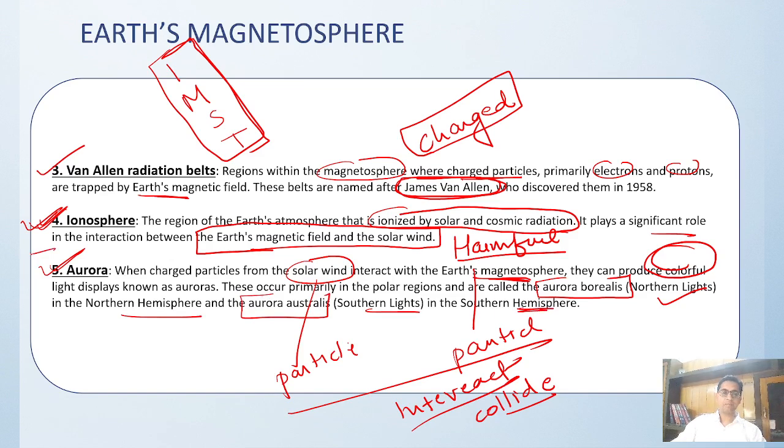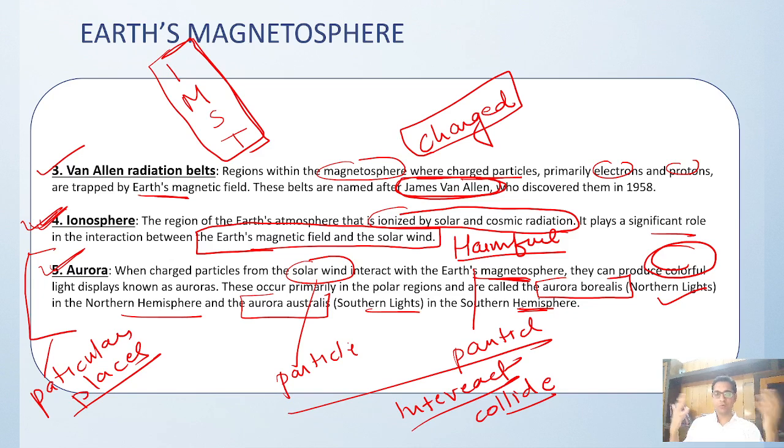So at particular places only you can see this. I think in Norway, Sweden, you can go and find the northern lights. For the southern lights you have to go to the southern hemisphere below the equator, and for the northern lights you have to go above the equator, right? When these charged particles interact, it creates a colorful light display because of this interaction of the charged particles, right?